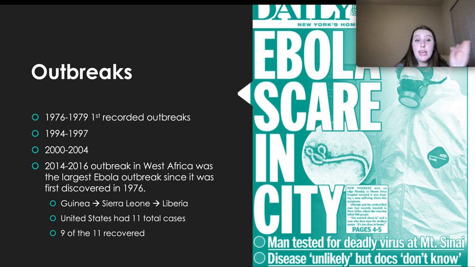So this originated in Guinea, Sierra Leone, and Liberia, but the United States had 11 cases of Ebola, mainly from humanitarian and healthcare workers who were working in Africa in the Ebola epidemic, and traveled back to America, or healthcare workers who contracted the virus after treating individuals with Ebola here. 9 out of the 11 in the United States who had Ebola virus recovered.